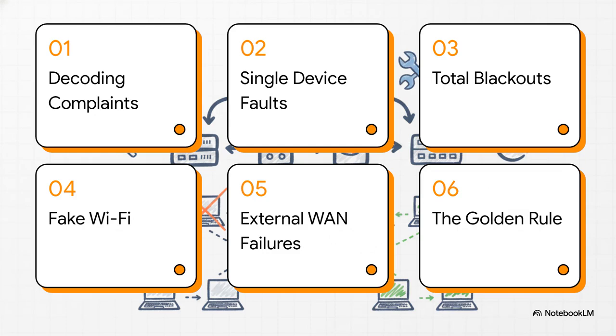Here is our agenda for today, and I want you to look at this not just as a standard list, but as a perfect diagnostic checklist to mentally structure your troubleshooting out in the field. We're starting with decoding complaints, then we'll look at single device faults, tackle total blackouts, expose the absolute trickery of fake Wi-Fi, diagnose external WAN failures, and finally, lock it all in with the golden rule.